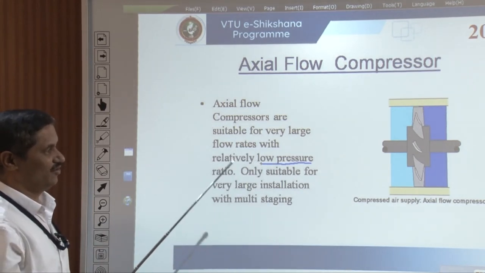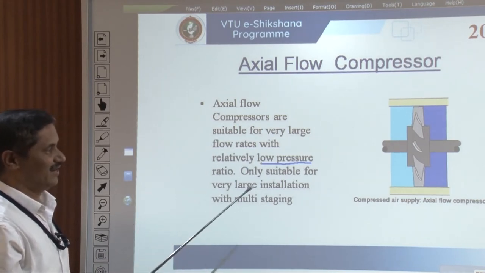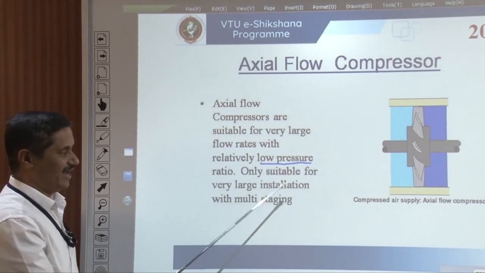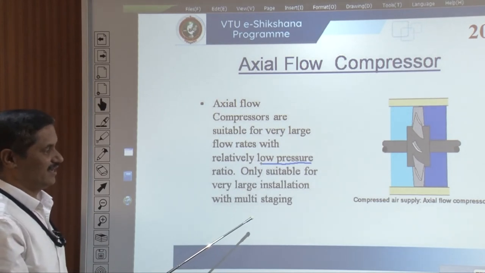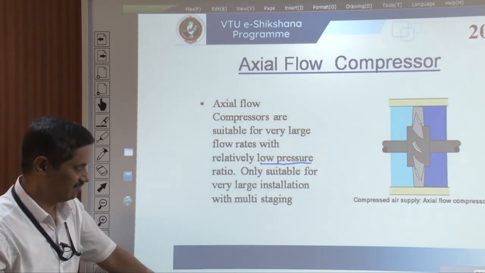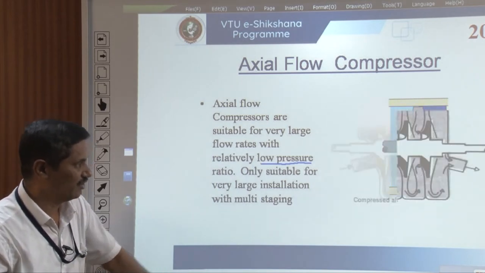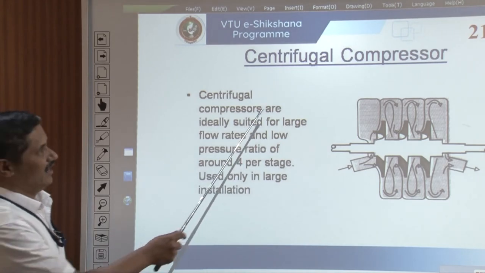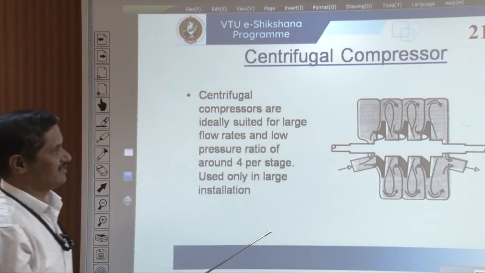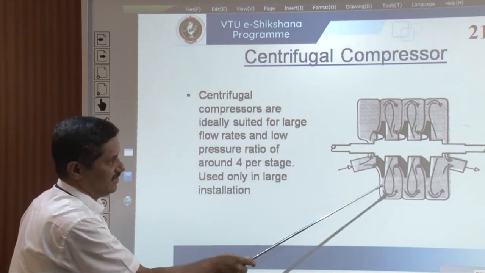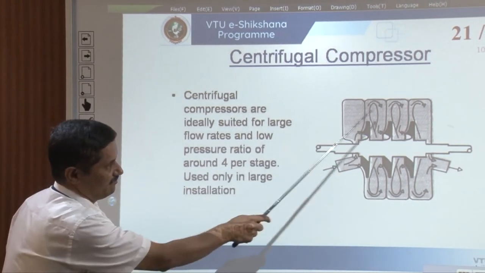There you can go to 8 bar, 9 bar, but here it is not, and it is only suitable for very large installations with multi-staging operations, where you want more flow. There you can use this. So, another type of compressor is the centrifugal compressor. You can find a centrifugal compressor here in the figure.